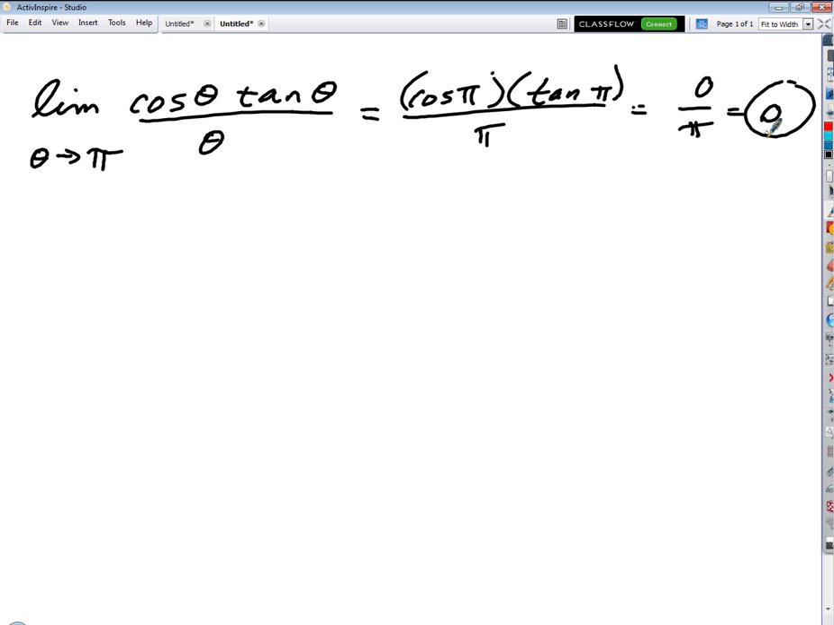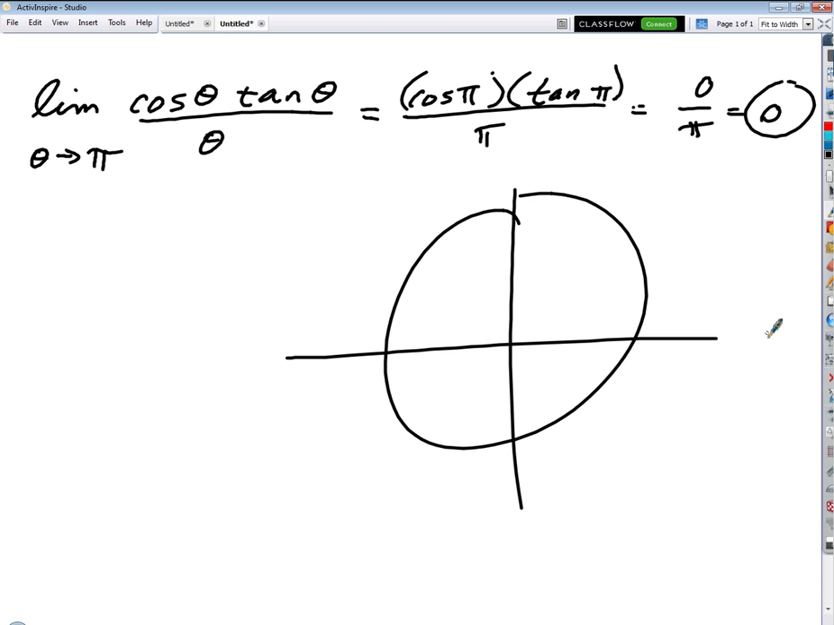We're done. Question? How did you get the -1 and 0? Because I'm just evaluating the cosine of pi. Remember on the unit circle, if we've got some angle, the coordinates on the unit circle, let's call these x and y. What does x represent? Cosine. Y represents sine. An easy way to remember that is alphabetical: C before S, X before Y.